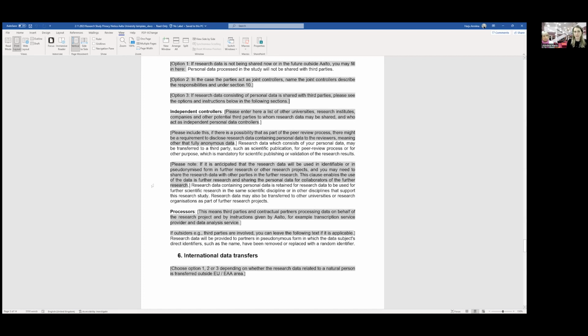because in many cases there is high interest to exploit the data in further research as well. And it's impossible to know at this stage if this would be something that is interesting, if the data set is really high value and interesting to continue working with. So if you're not sure, if you would like to do some further research, you can include this clause as well.